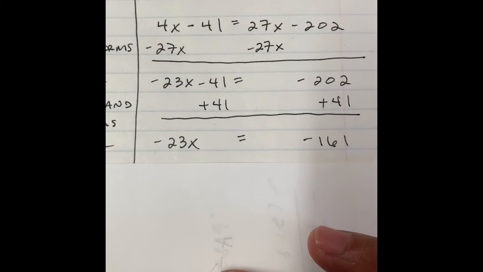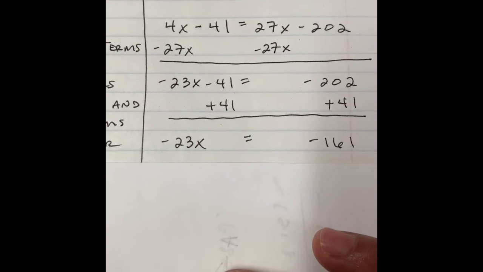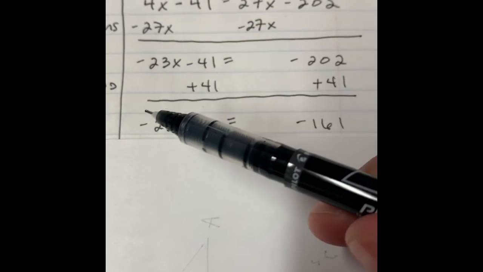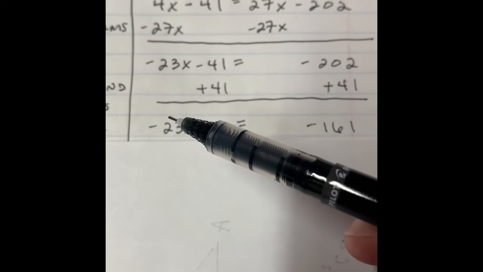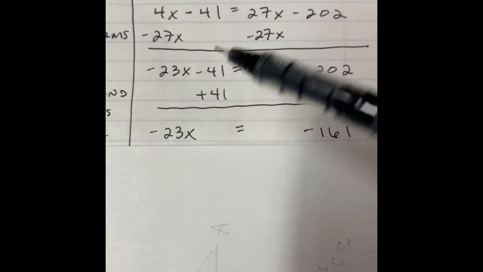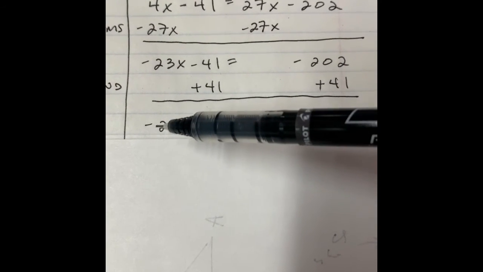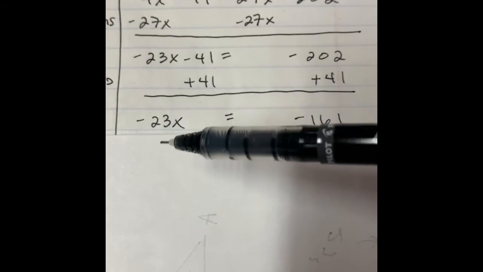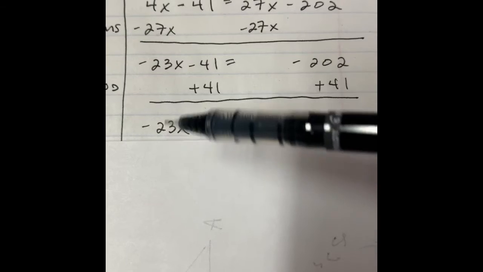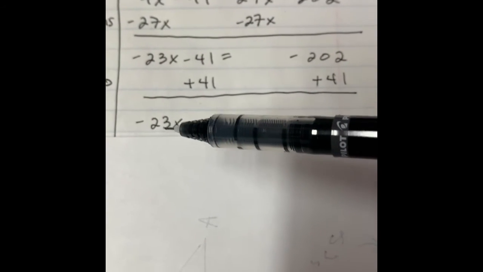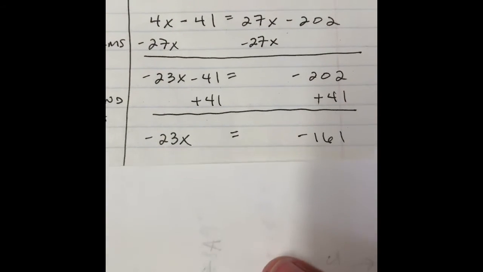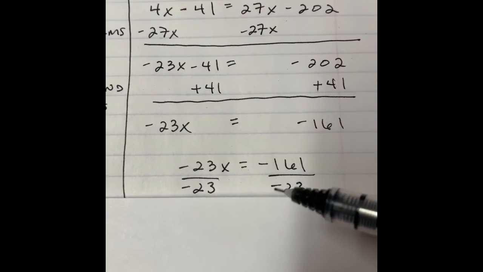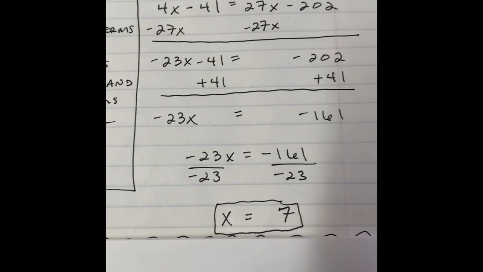Now that I have negative 23x on the left and negative 161 on the right, I can isolate the x by dividing by negative 23, because this is multiplication right here, and the opposite of multiplication is division. So I'm going to use a division step in order to create a positive 1x right here. In order to create a positive 1x, I have to divide by that exact same number. So when I divide by negative 23 on both sides, negative divided by negative is a positive, x equals 7.